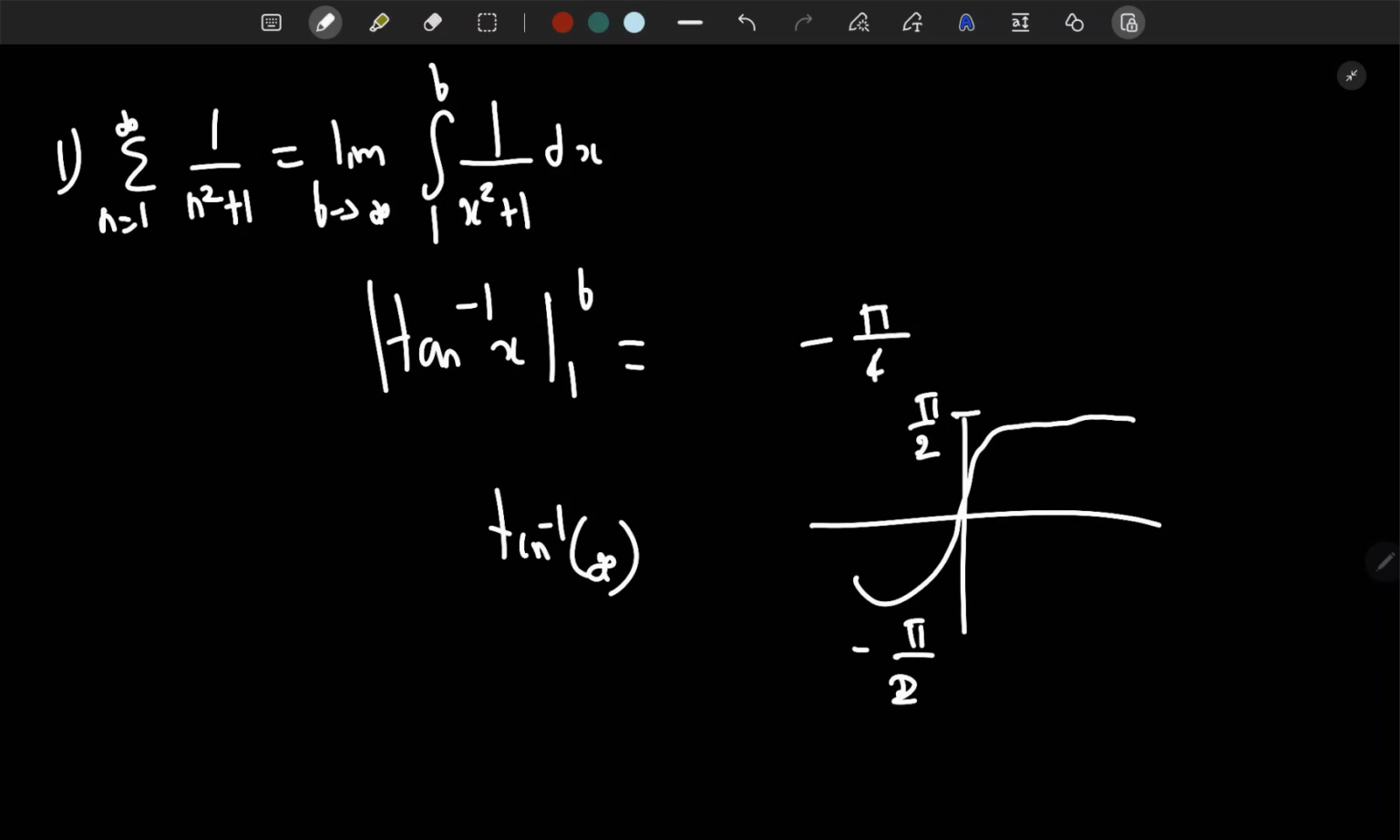So you can also just do this on the calculator, by the way. Just try typing tan inverse of 99. It will always give you pi over 2. If you try 999, it will always just give you pi over 2. And pi over 2 minus pi over 4 is equal to pi over 4. And this is a converging series.